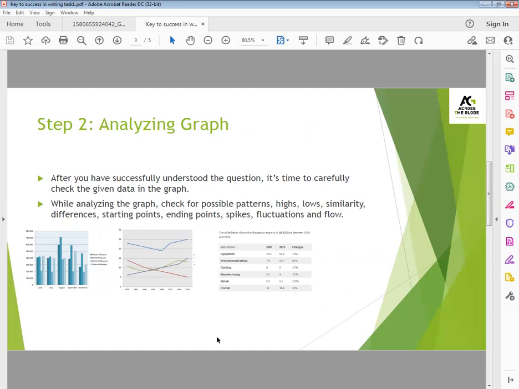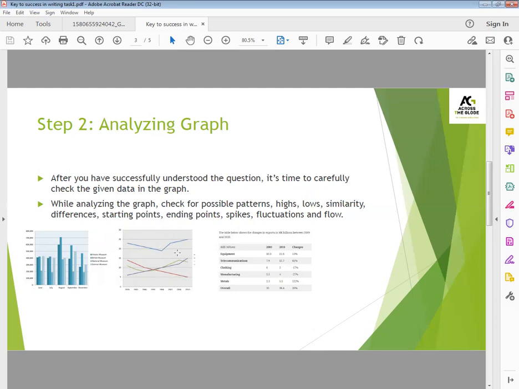If you have a graph in front of you, check for some things. What are those things? The patterns, the highs, the lows, the similarities, differences, starting point, ending point, spikes, fluctuations, and flow of writing. So let's say if you have this line graph given, you need to know this is a steady downfall, a sudden rise, and again a steady upward trend. Understand these kinds of small details. This is the starting point of this graph. These are the numbers. What is on the x-axis? What's on the y-axis?